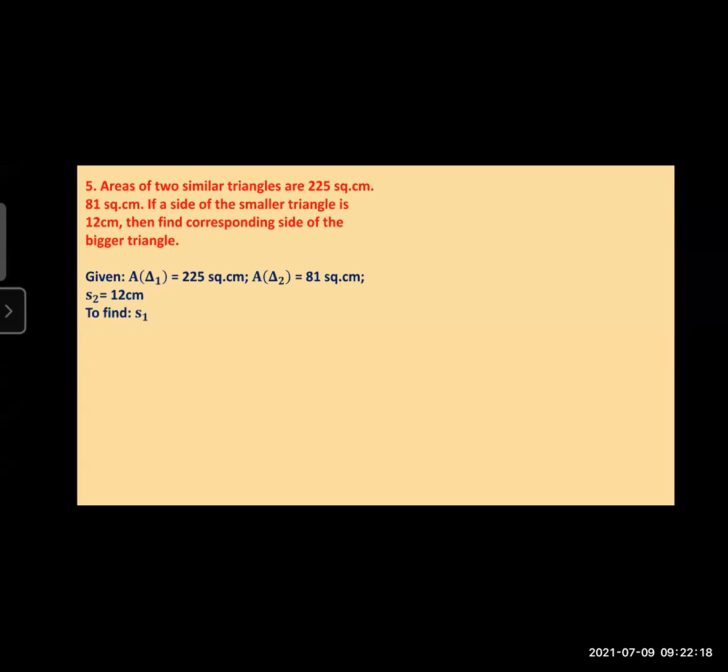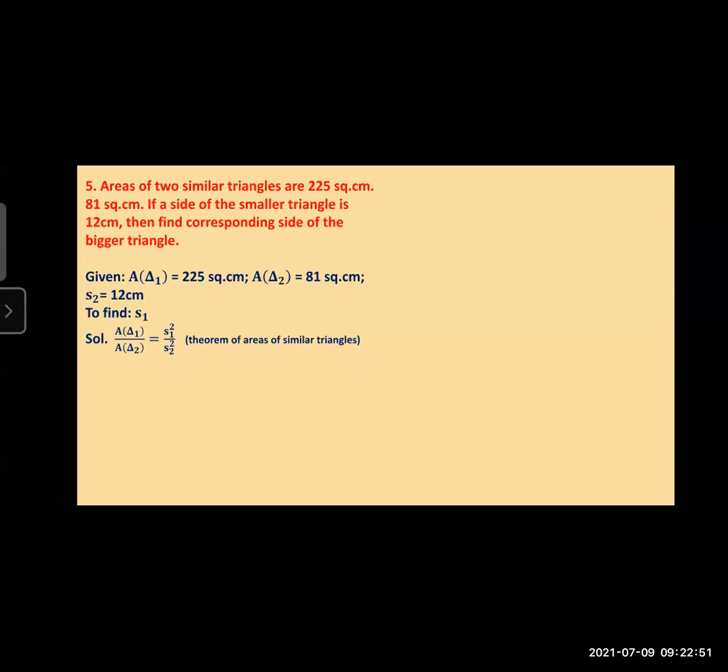Okay, from the question we write the given condition. Area of triangle 1 is given, area of triangle 2 is given, and here we write S2. See, delta 1 means area of the first triangle, that is the bigger one, and delta 2 means the smaller one. So S1 we have to find. Now, solution. The ratio of the area of triangle 1 to triangle 2 is equal to S1 square by S2 square, by applying the theorem of areas of two similar triangles.